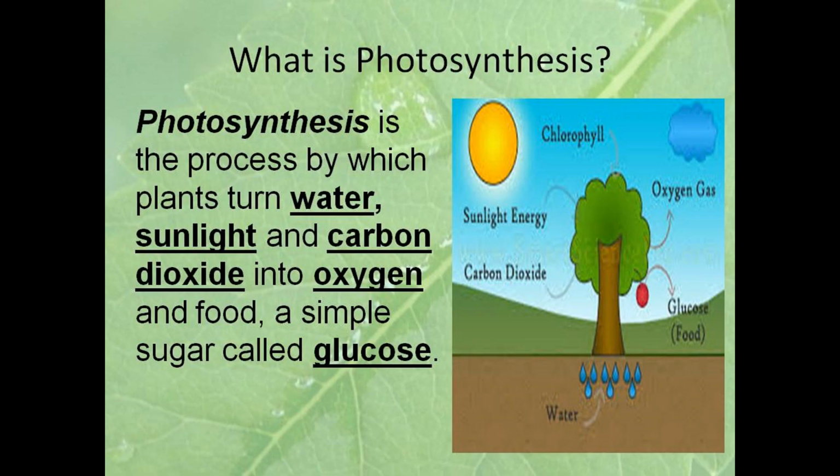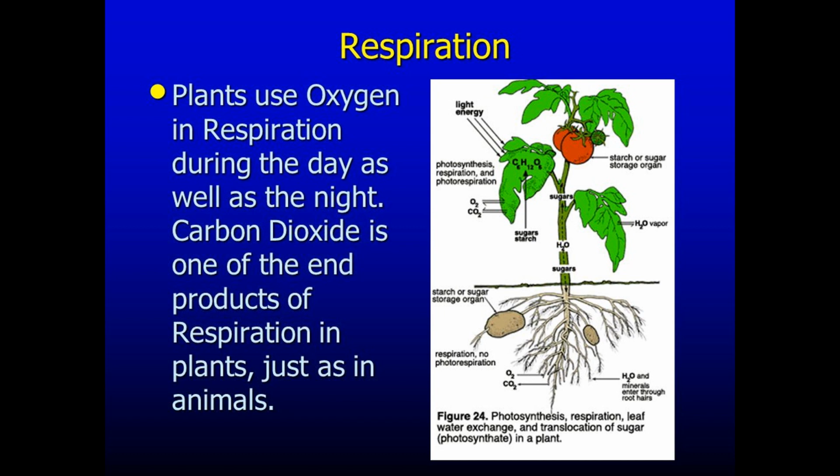What is photosynthesis? Photosynthesis is a process by which plants turn water, sunlight, and carbon dioxide into oxygen and food, a simple sugar called glucose. And photosynthesis is a term that is used where plants make their own food. Then we have respiration. What is respiration? Plants use oxygen in respiration during the day as well as in the night. Carbon dioxide is one of the end products of respiration in plants, just as in animals.